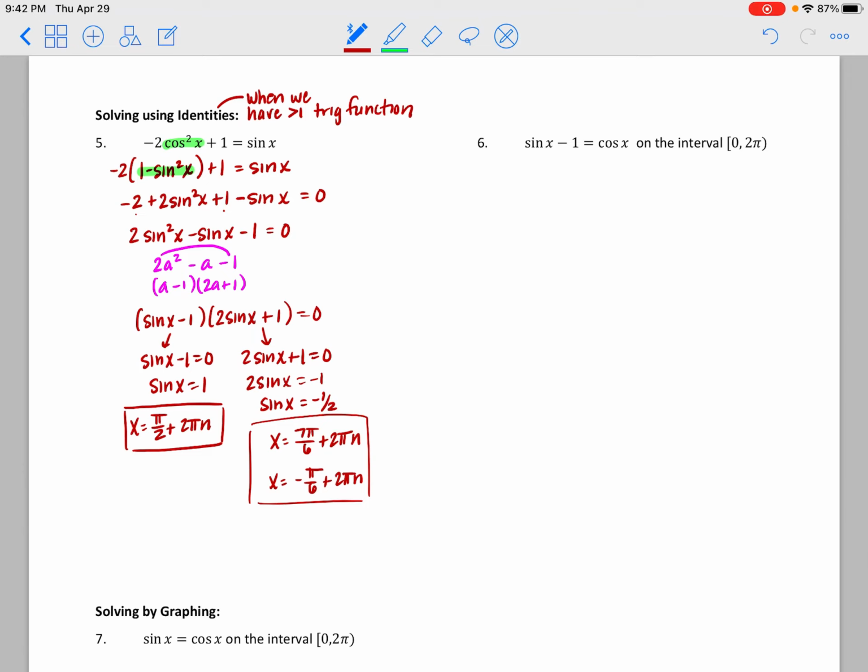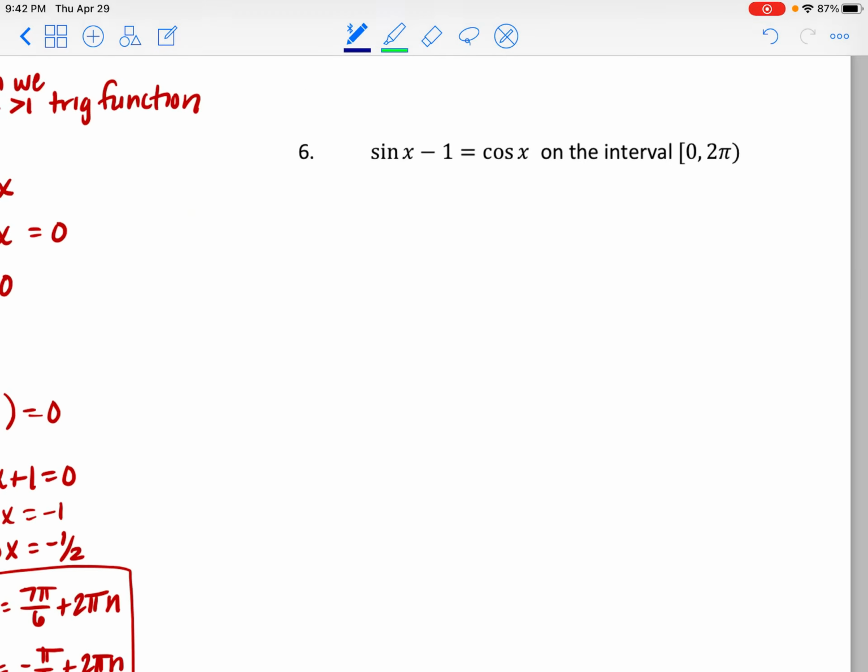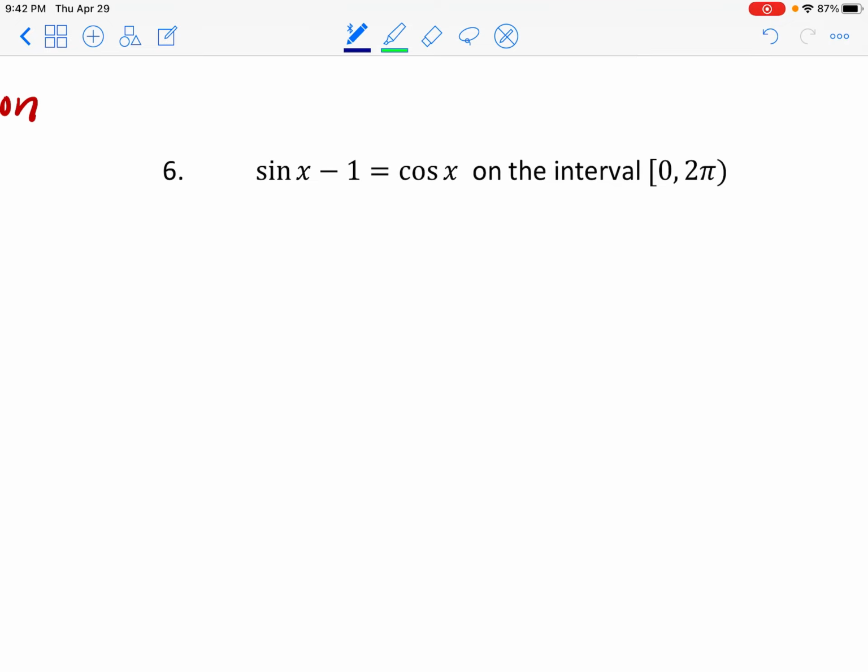All right, let's look at the next one. We're going to use an identity again, and I know I'm going to have to use an identity because I have two separate trig functions in here. But there's a couple things happening with this one. First, it says to solve, well, we're going to solve, that was sort of the direction for all of these, but there's a difference here.